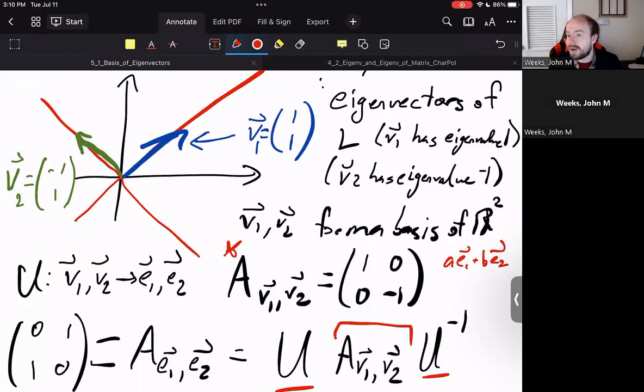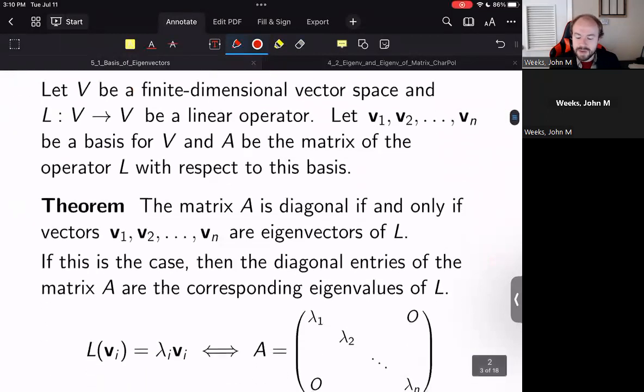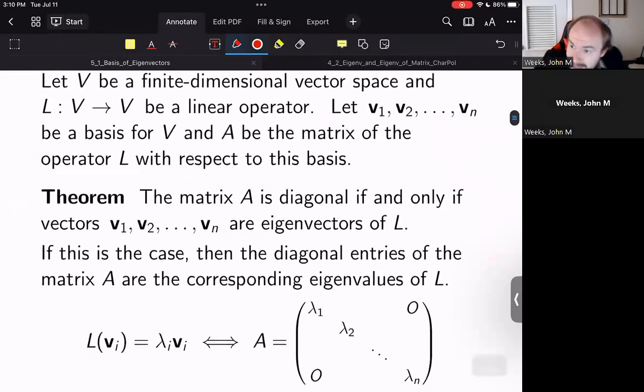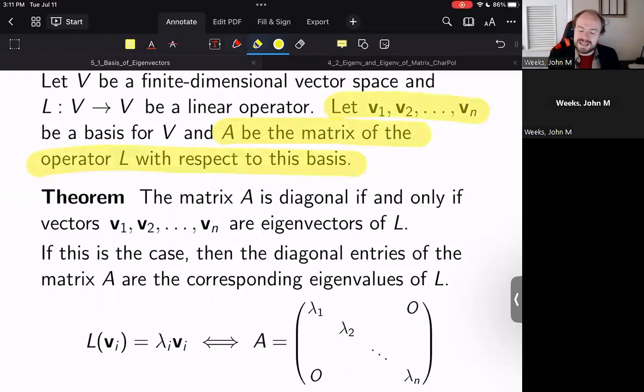We can't even talk about a matrix with respect to the basis of eigenvectors because the eigenvectors don't form a basis. So that's what we had in this previous theorem, you may recall. Whenever you have a finite dimensional vector space V, L is a linear operator on it, you have a basis for V, and A is the matrix of the operator L with respect to that basis, we said that matrix A was a diagonal matrix like the one we saw in the previous example if and only if the vectors V1 through Vn are eigenvectors of L. And if that was the case, then the diagonal entries of matrix A are the corresponding eigenvalues of L.